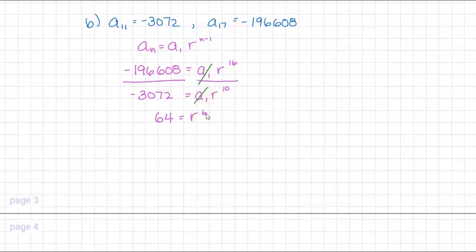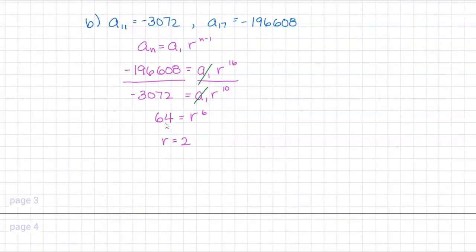Just makes it easier. And now you can do logs, but it's just easier to think about in this case. What number are you going to multiply by itself 6 times to get 64? And if you think about it, you should eventually figure out that 2 is the number. 2 times 2 times 2 times 2 times 2 times 2 is 64. So now we know what r is.